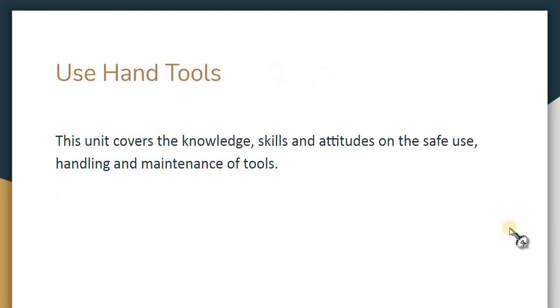Okay, so what is the definition of use hand tools? So this unit covers the knowledge, skills, and attitudes. So that's three aspects that you should learn in the training: knowledge, skills, and then attitude, on the safe use, handling, and maintenance of tools. So, in this unit of competency, you should gain the knowledge, skills, and attitudes on the proper use of hand tools, and then proper and safe handling, and maintaining the tools.